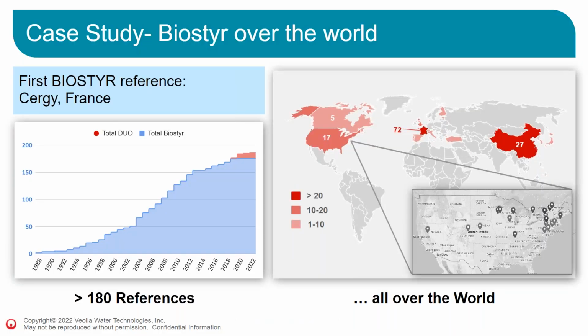So Biostyr over the world, at the moment, there's over 180 references. As you can see, we are starting since 2018 to see the first DUO applications. This is a fairly new process, so this is why there's not so many references, but it's going to grow eventually. We're talking over 20 references in North America, and there's a lot all over the world.